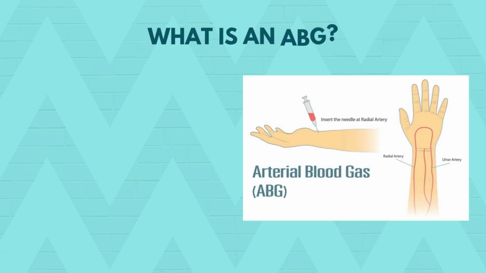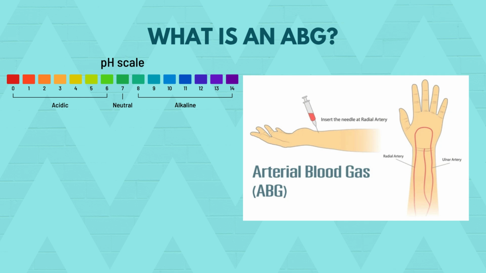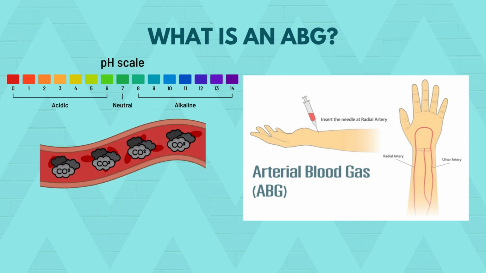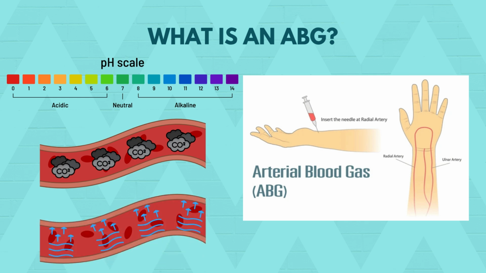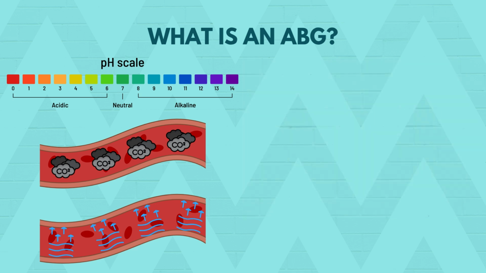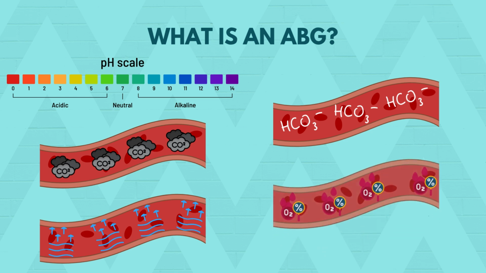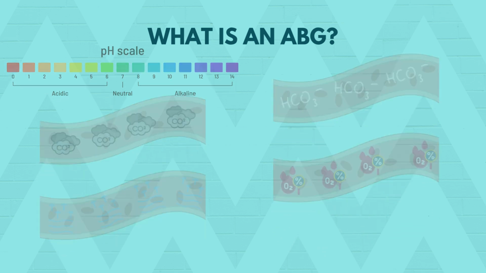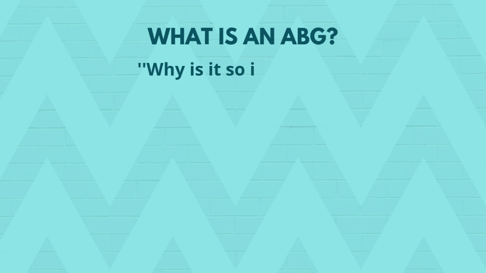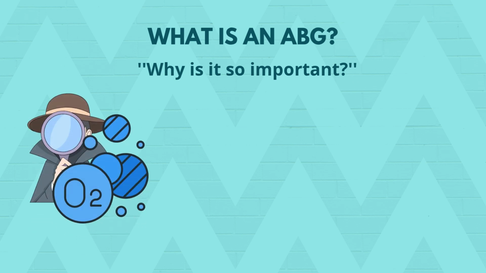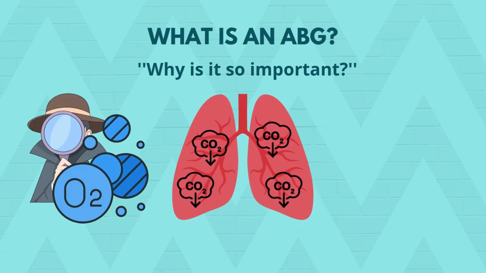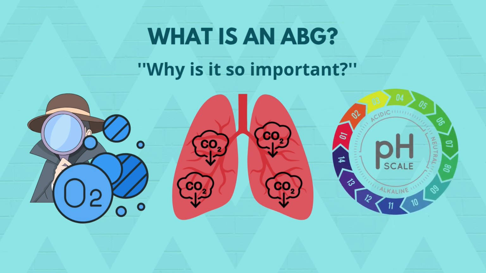An ABG, or arterial blood gas, is a test that measures the pH, so the acidity or alkalinity of the body, PaCO₂, which is partial pressure of carbon dioxide, PaO₂, which is partial pressure of oxygen, HCO₃, which is bicarbonate, and SaO₂, which is oxygen saturation. So why is it so important? It helps us assess the oxygenation status, ventilation, which means the CO2 removal from the body, and the acid-base balance.